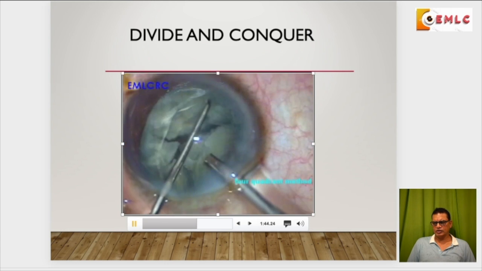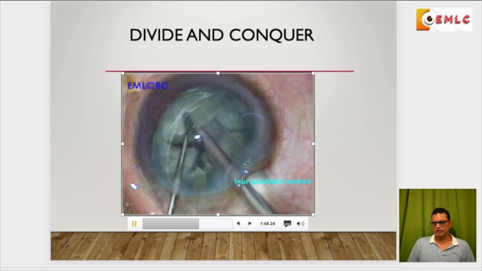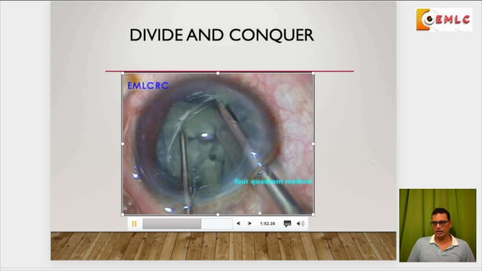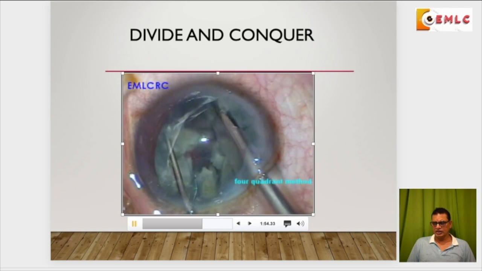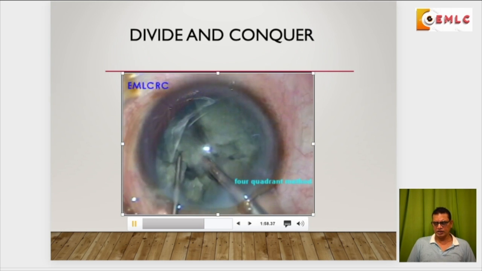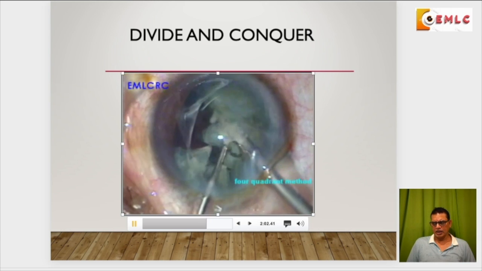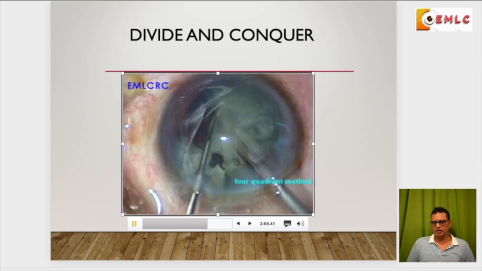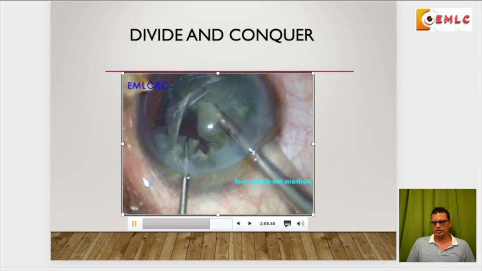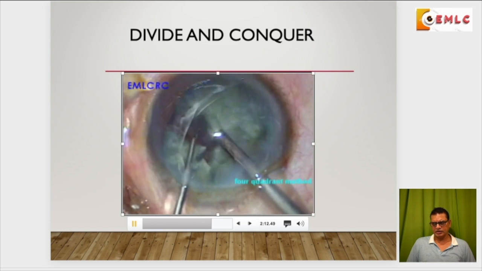Then I'll rotate it again, then crack it again. As you can see, I'll show you how you are going deep inside the groove with the Phaco tip on one side and the blunt chopper on the other side. And then I'm removing the nuclear fragments one after another using nuclear quadrant removal settings.